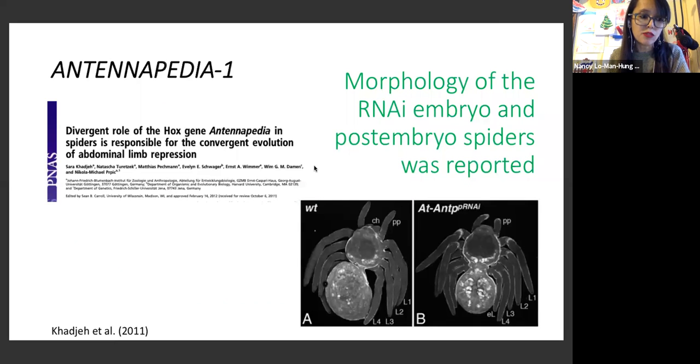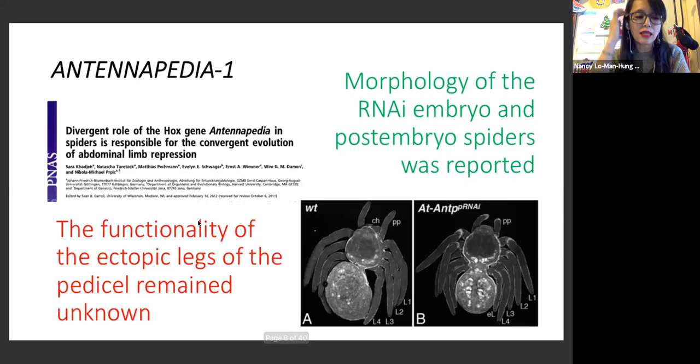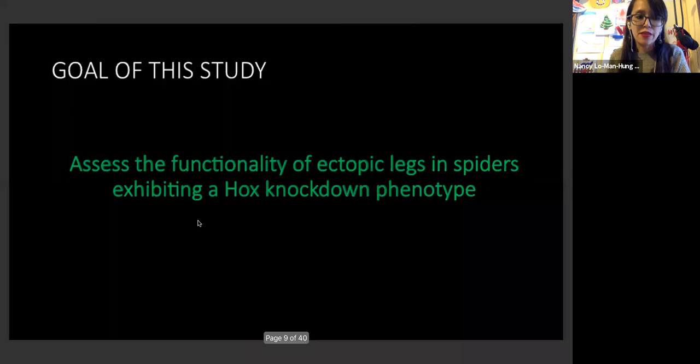So in the results of Kajab and collaborators, only the morphology of the RNAi embryos and the post-embryos was reported, but the functionality of the ectopic legs of the pedicel remained unknown. Then this is the goal of this study.